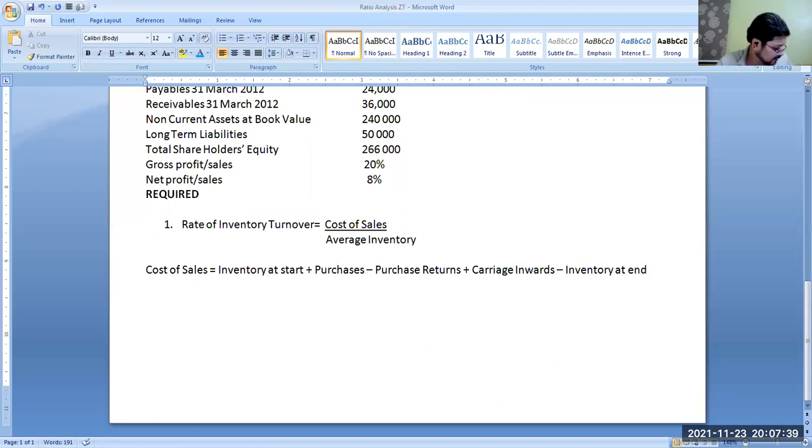In this question, we have calculated cost of sales without using the formula. We calculated it directly by using the sales figure of 120,000 multiplied by 80%, and that is 96,000, your cost of sales. Now, the second thing we have to calculate is average inventory.